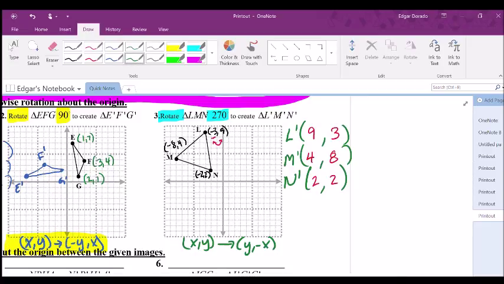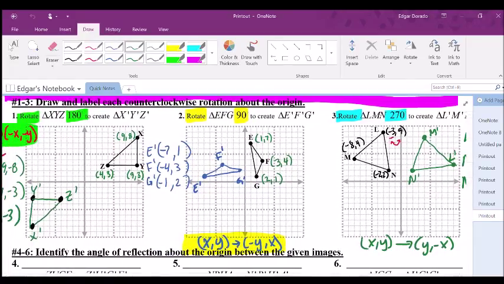Let's go ahead and graph these. 9 comma 3 is right up here. This is L prime. 4 comma 8 is right up here. This is M prime. And finally, N prime is at 2 comma 2, right there. We go ahead and graph this. And there we go. Kind of looks like a reflection, but it's actually not. It's actually a rotation. And again, I can show you guys visually what exactly is happening here.